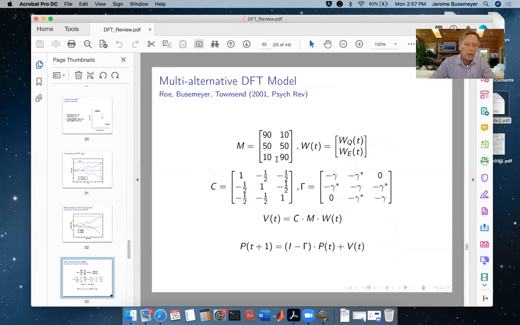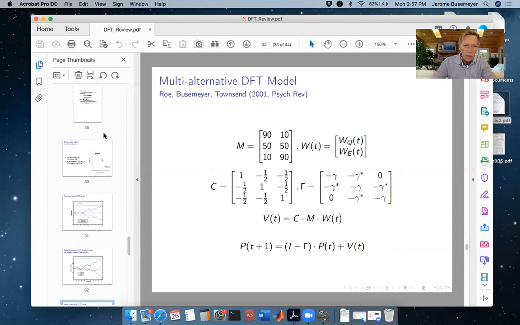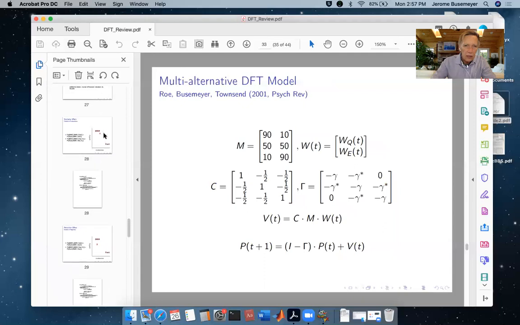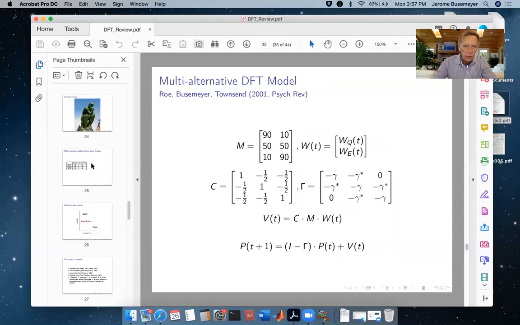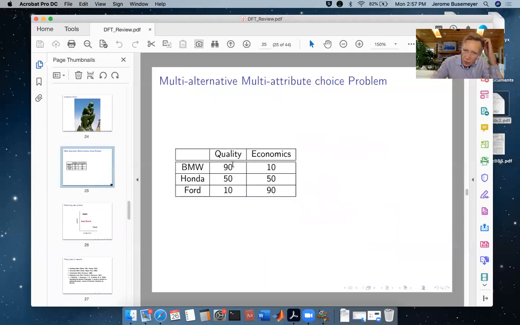So let's see how decision field theory works with multiple alternatives and multiple attributes. This matrix M, we call it the motivational values, M for motivational values. This M represents the values of each alternative on each attribute. Remember, we started with this table. Now, of course, this table is oversimplified, but we're starting with this table. So this table becomes our M matrix.